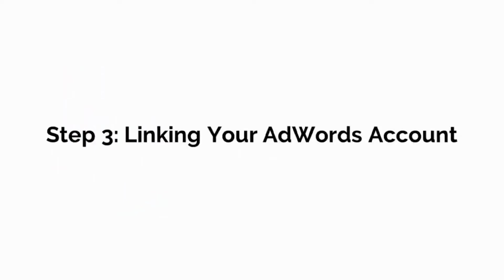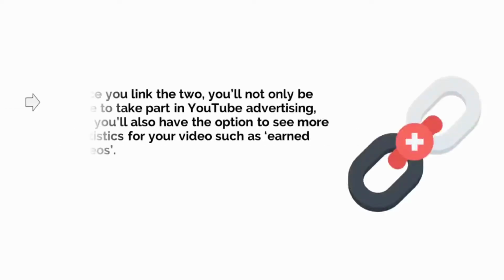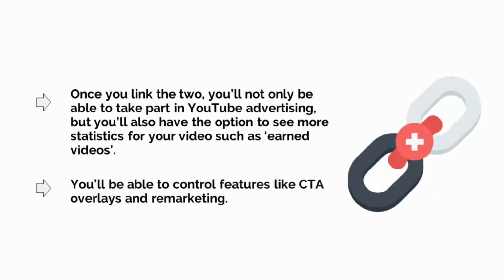Next, you need to link your AdWords account to your YouTube account. This is the crucial step for YouTube advertising, and until you do this, your advertising and your YouTube will be separate entities from one another. Once you link the two, you'll not only be able to take part in YouTube advertising, but you'll also have the option to see more statistics for your video, such as earned views. You'll be able to control features like CTA overlays, more on this later, and remarketing.